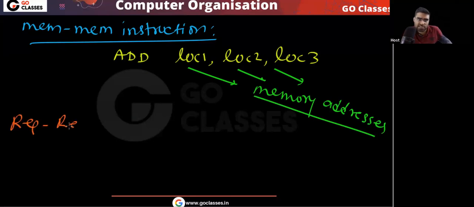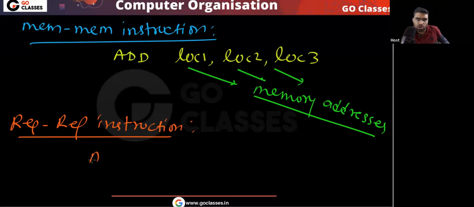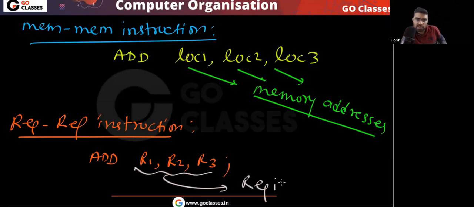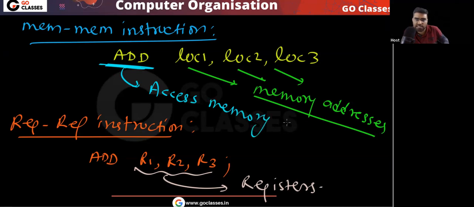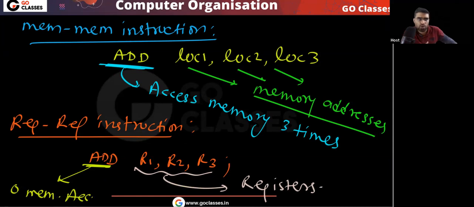And what happens in the register instruction? In the register architecture, all the operands come from registers, like R1, R2, R3. You don't have to access the main memory. You can see the addition operation here will access memory 3 times. But in this addition operation, all the operands are coming from registers. So I can say there are 0 memory accesses here. You don't need any memory access.